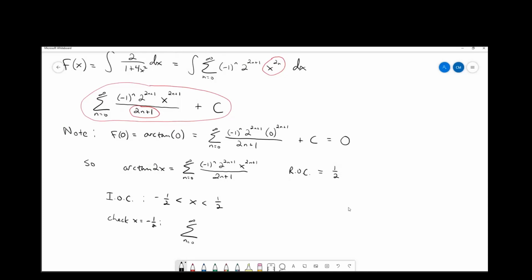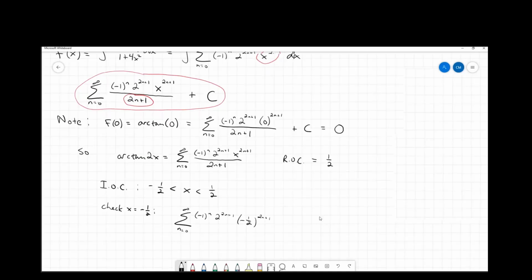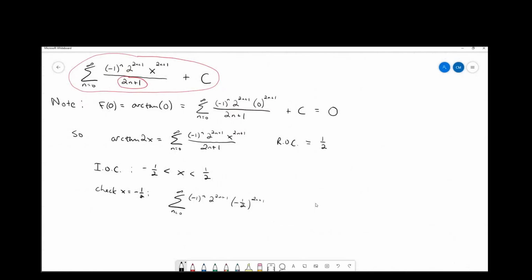So if I plug in negative 1/2 for x, I'm going to get negative 1/2 to the 2n plus 1. Let me see what happens here. I'm just trying to think if this is going to produce an endpoint that will be included or not. I guess we can just find out. Now this we can write as -1 to the 2n plus 1 times 1/2 to the 2n plus 1. Notice that I've got 1/2 to the 2n plus 1, and I've also got 2 to the 2n plus 1. So those terms are going to cancel each other out, and then we're going to be left with this.